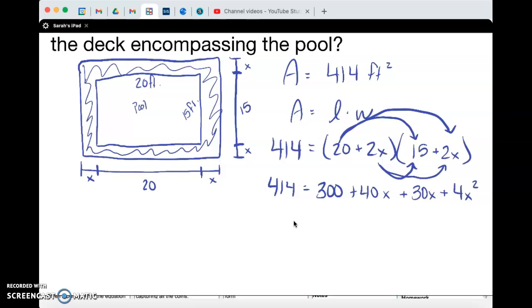Yeah, so I'm gonna subtract 414. What's 300 minus 414? Negative 114. Okay, and I'm gonna write that over here. I like to have my things in order, so my X squared first. When it's not in order, it just looks weird to me.